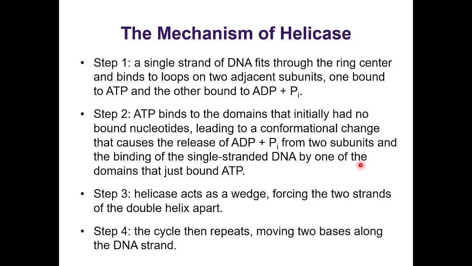So, the mechanism of your helicase, step 1, you're going to have a single strand of DNA. This is going to fit through the ring center. It's going to bind to loops on 2 adjacent subunits. One will be bound to ATP, the other is going to be bound to the ADP plus an orthophosphate. Step 2 is the ATP is going to bind to the domains that initially had no bound nucleotides. This is going to lead to a conformational change that can cause the release of your ADP and the orthophosphate from the 2 subunits, and the binding of the single-stranded DNA by one of the domains that just was bound to the ATP.